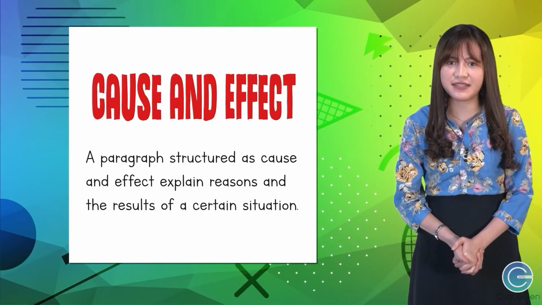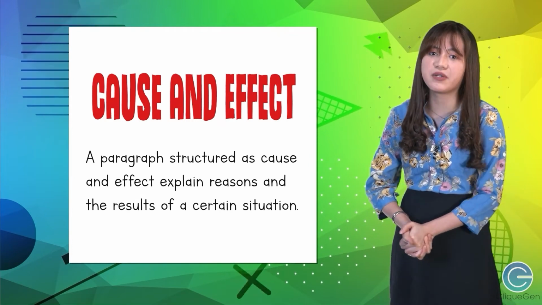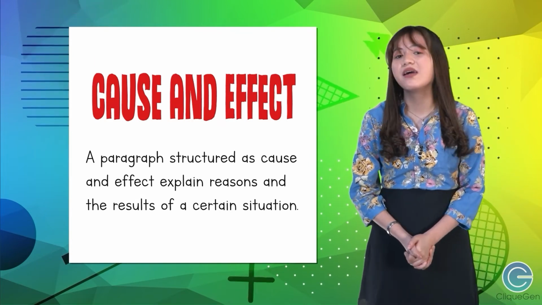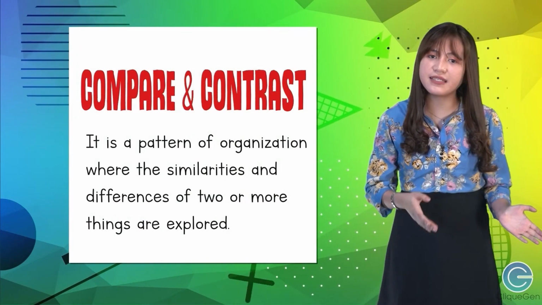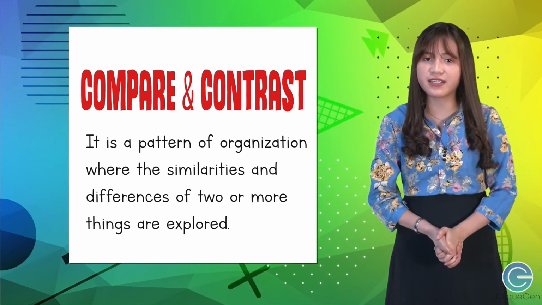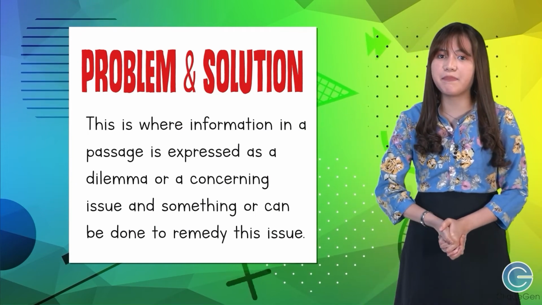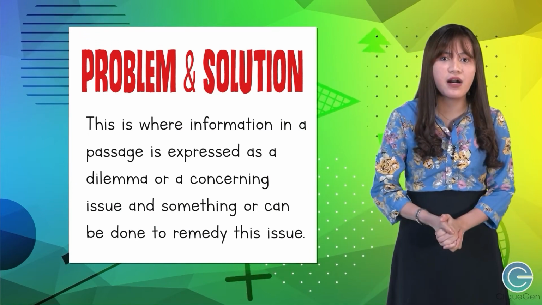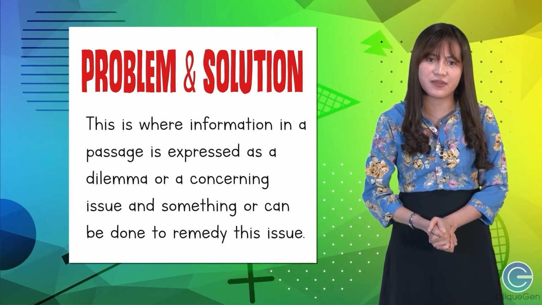We should also know some organizational patterns as we write an informative text. These are the following. Cause and effect. Paragraphs structured as cause and effect explain reasons and results of a certain situation. Compare and contrast. It is a pattern of organization where the similarities and differences of two or more things are explored. Problem and solution. This is where information in a passage is expressed as a dilemma or a concerning issue and something that should and can be done to remedy this issue.